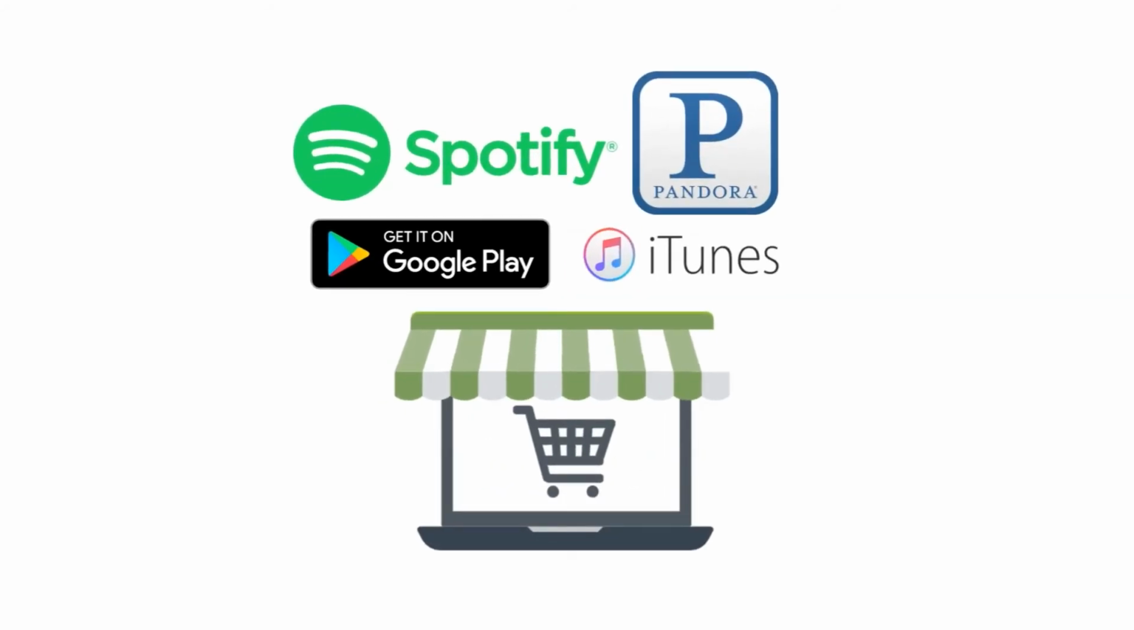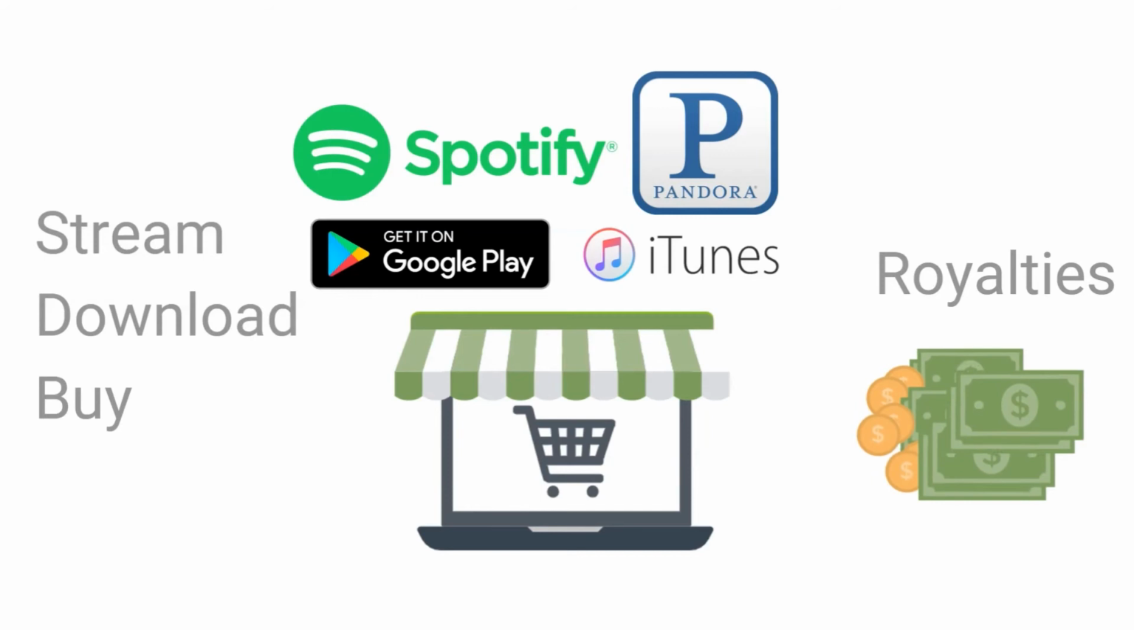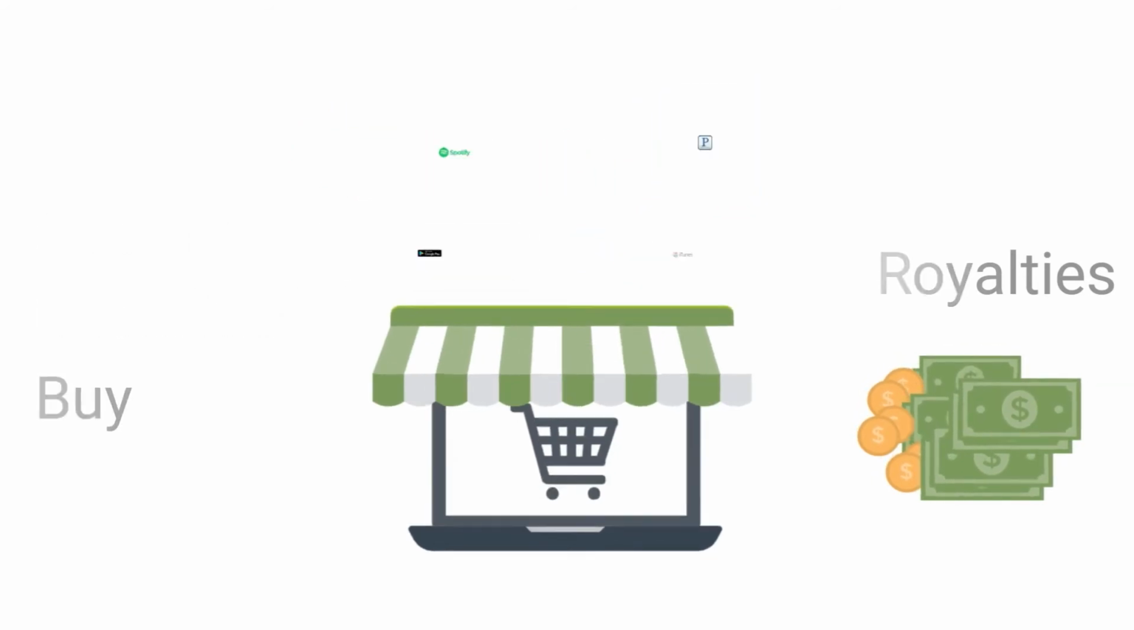The goal of digital distribution is to get your music on iTunes, Spotify, Google Play, and other streaming platforms and digital music stores. Once you get your music in them, people can stream, download, and buy your music. In exchange, you receive royalties depending on how and where your music was listened to.